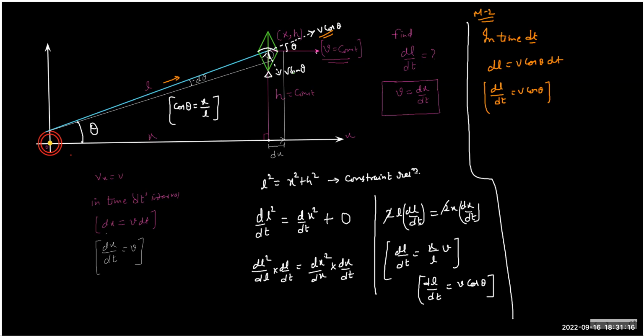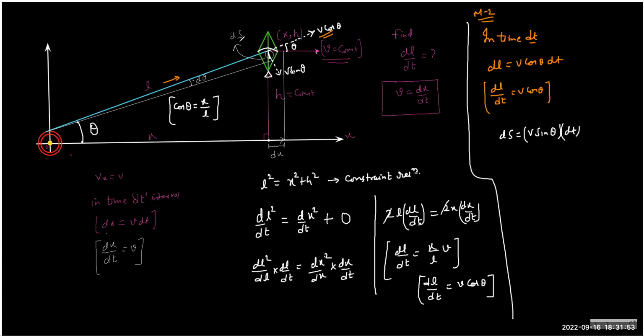If I call this ds, can you guys tell me what is ds? How to write ds, guys? It's a very small angle. So ds is how much? What is the velocity in the normal direction to the L vector? V sin theta. So in time dt, how much will travel? V sin theta dt. Right? We are talking about time dt.